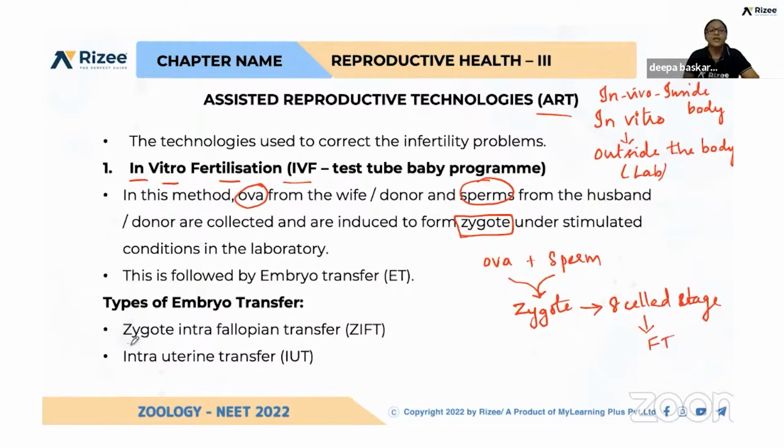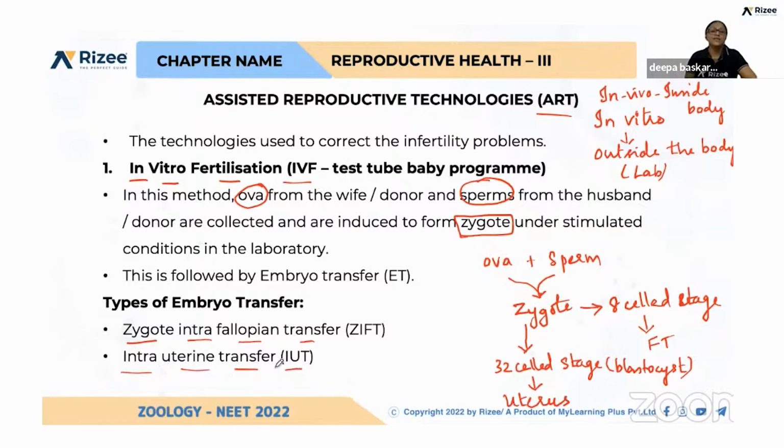That is called zygote intrafallopian transfer, ZIFT. But at the same time, if we allow this zygote to grow in the lab condition itself up to the 32 cell stage, which is called a blastocyst, then after this stage it can be directly implanted into the uterus. This is called intrauterine transfer, that is IUT.